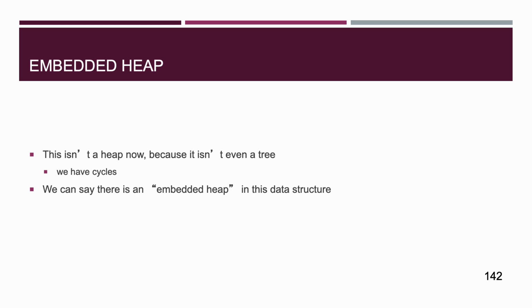So even though the structure isn't strictly a heap, we can identify an embedded heap within it. This means there's a portion of the data structure that still adheres to the heap properties. The root might still maintain the highest or lowest value depending on whether it's a max heap or min heap. Then operations like insertion or removal could still focus on maintaining the embedded heap properties. So embedded heaps are useful in scenarios where strict adherence to tree-like structures isn't required, but certain heap-like properties are still valuable.